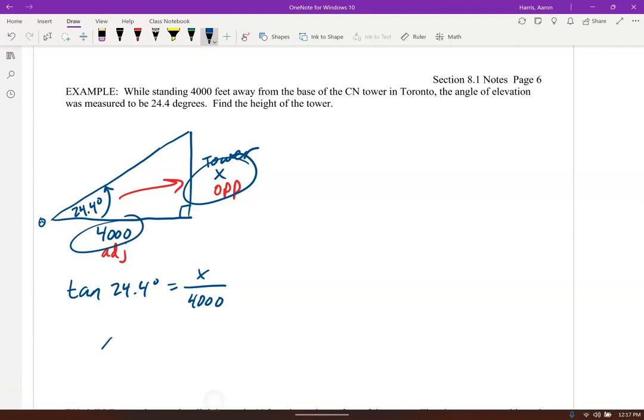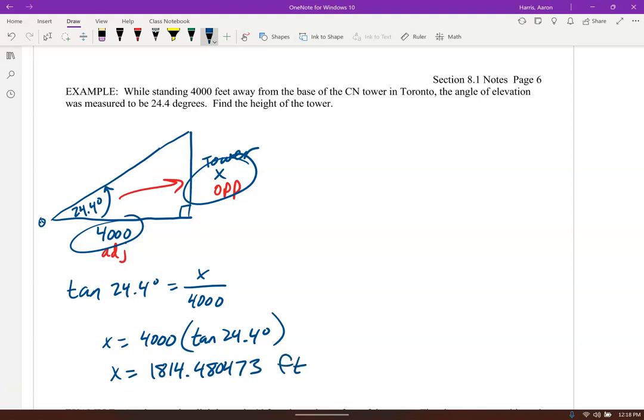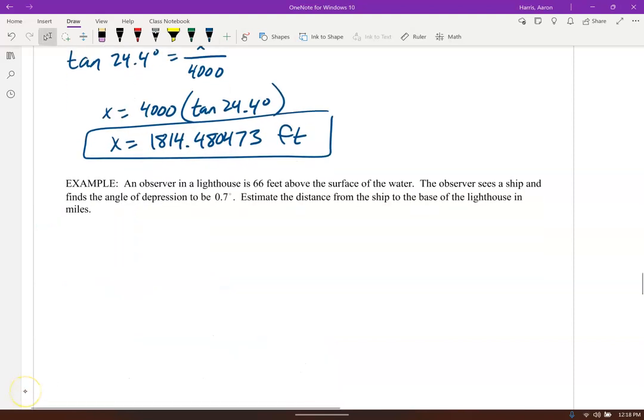Multiply both sides by 4,000. I'm multiplying those two. Pull up my decimals, 4,000 times tangent 24.4, and it looks like it punches in. So it looks like this is 1,814.48 feet tall is how tall this tower is in Toronto, according to this data. All right, let's do another one.